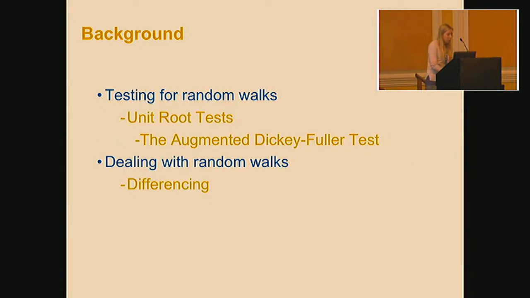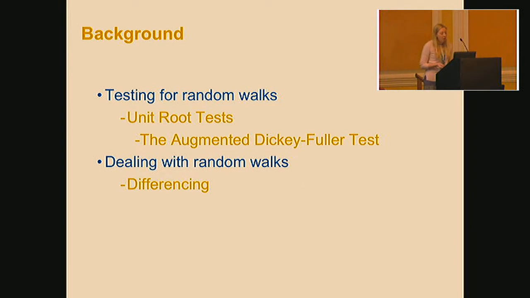So, testing for random walks. A random walk is said to be a series with a unit root, and it has a unit root of 1. Initially, this testing for random walks was done by eye. People would look at the chart and just say, oh, it looks like a random walk. But then Dickey and Fuller created a test which became known as the augmented Dickey-Fuller test. And once you've run the test and it tells you it's a random walk, you can then deal with that random walk.